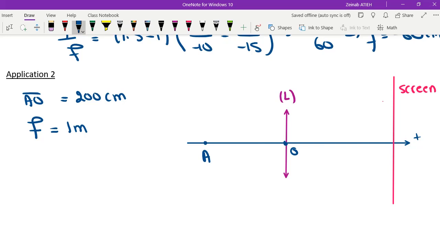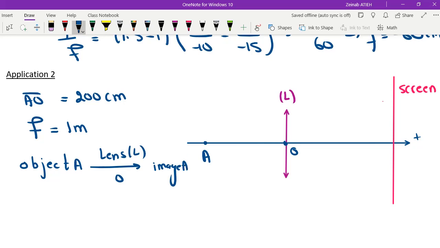So let's find the position of the image. Simply, we have an object A. The light coming from this object will cross the lens. It will give me an image A prime. Let's find A prime using the lens formula. So we have an object A, this is the lens L. It has the optical center O. It will give me an image which is A prime.